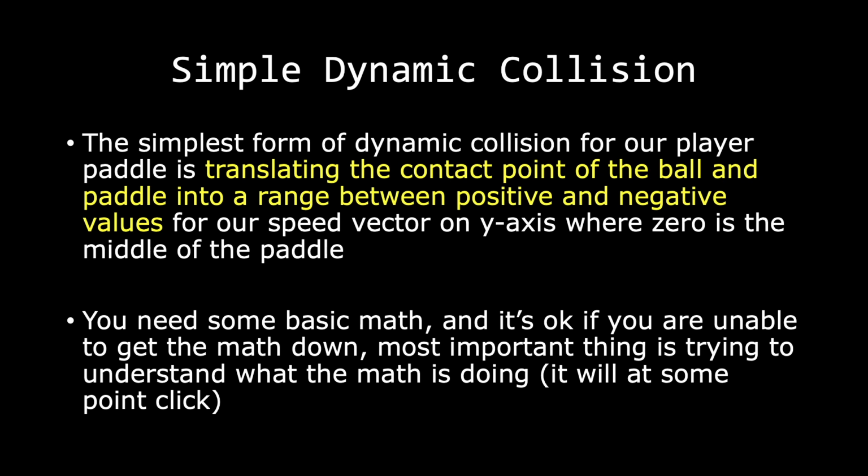Let's get straight into it. The simplest form of dynamic collision that we can allow in our game for our player paddle is translating the contact point of the ball and paddle into a range between positive and negative values for our speed vector on the y-axis, where 0 is the middle of the paddle.